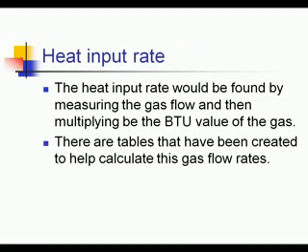For a meter that uses 2 cubic feet per revolution of the dial, the time of a revolution is 60 seconds with the furnace running. So you have 2.0 times 3600 divided by 60, which is 120 CFH. The heat input rate would be found by measuring the gas flow and then multiplying by the BTU value of the gas. There are tables that have been created to help calculate this gas flow.